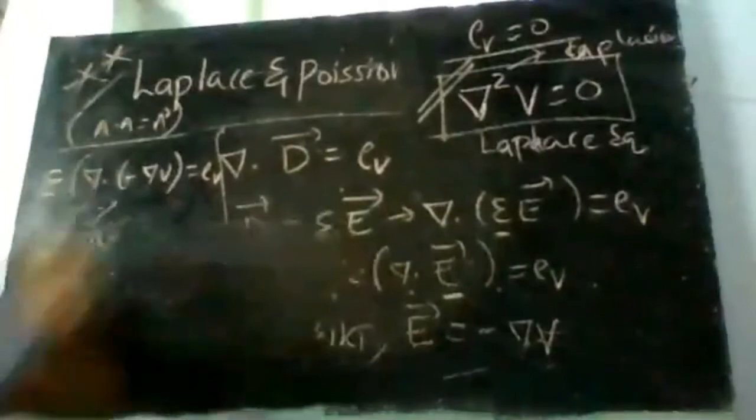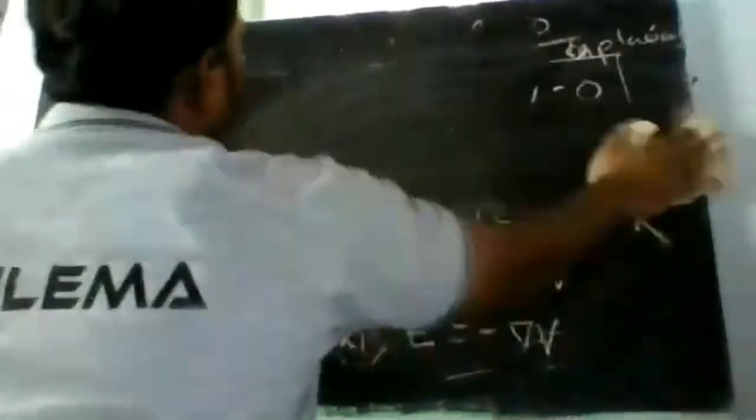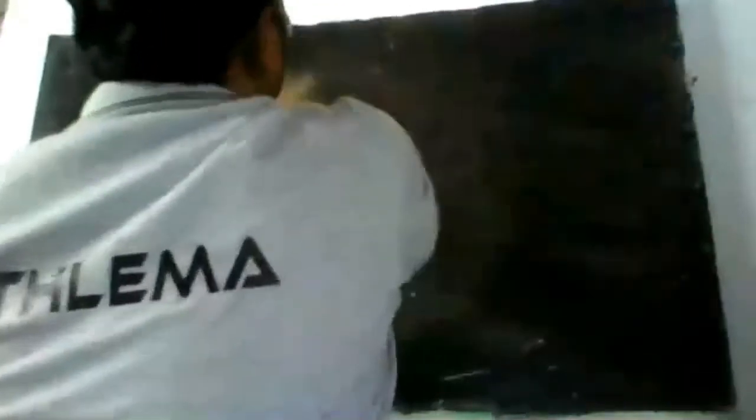Now, firstly, write down the steps of how to solve problems using the Laplace equation. There are 3 steps. We should remember when to use the Laplace equation and when to use the Poisson's equation. If the volume charge density rho v is given as 0, then you should use the Laplace equation. If the volume charge density rho v is given as some value, then the Poisson's equation is to be used. If there is no specification of volume charge density, then assume it as 0.